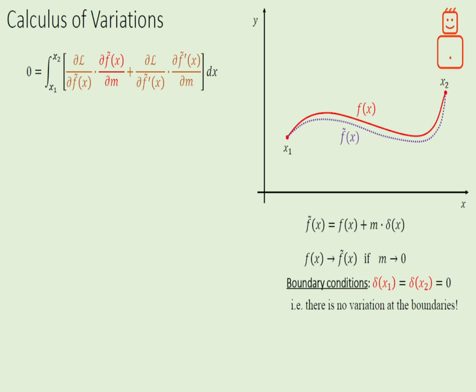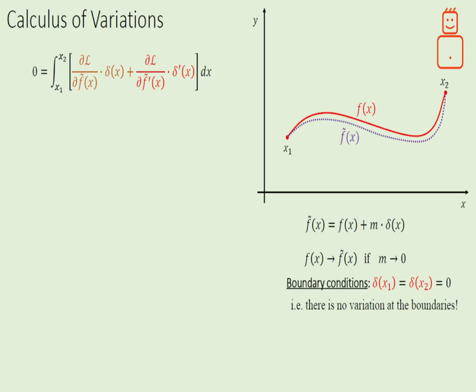The term delta f hat with respect to delta m, as we have from the function f hat, highlighted in blue, is just delta of x. On the other hand, from the derivative of the function f of x hat, we also have delta f hat with respect to delta m is just the derivative delta of x with respect to x. In the newer expression, we can further simplify the second term of the integrand that is highlighted in red.